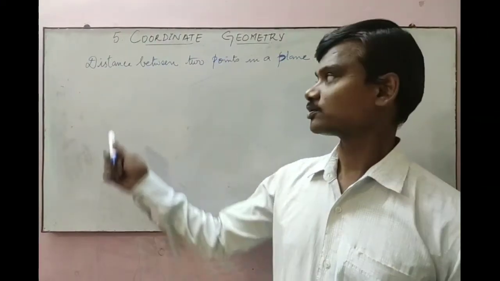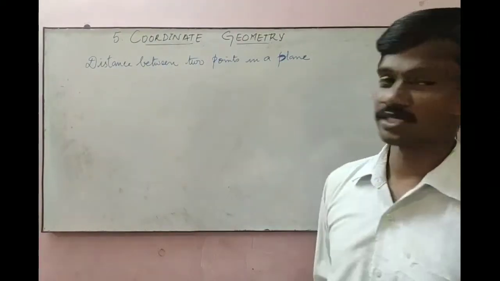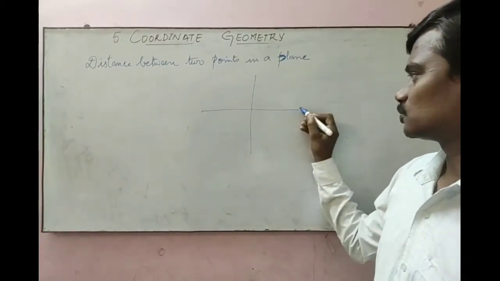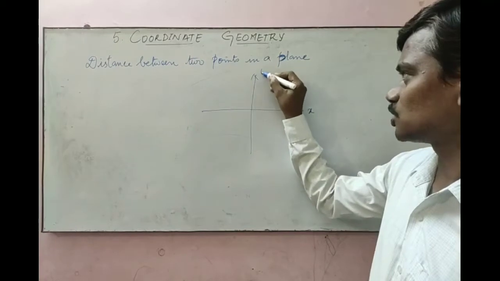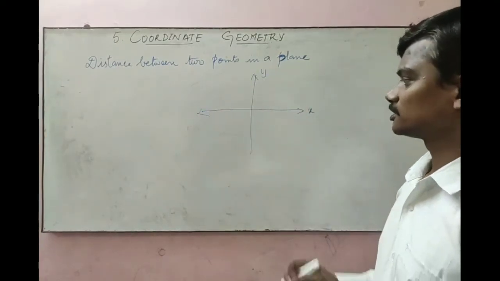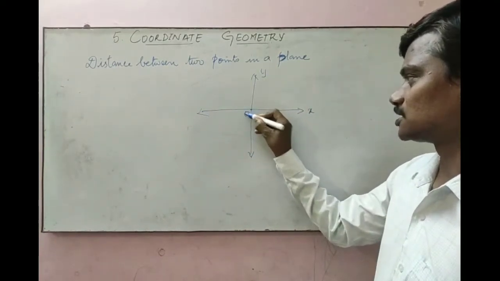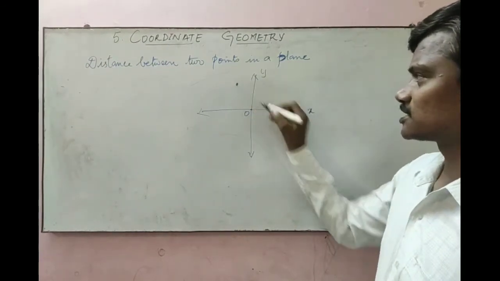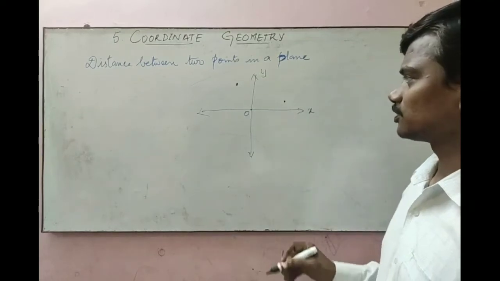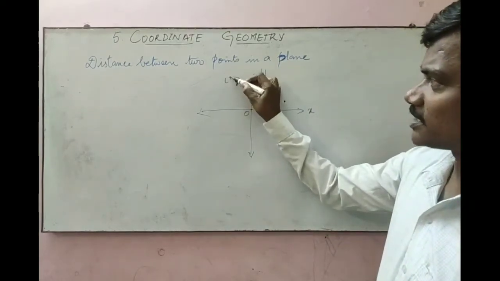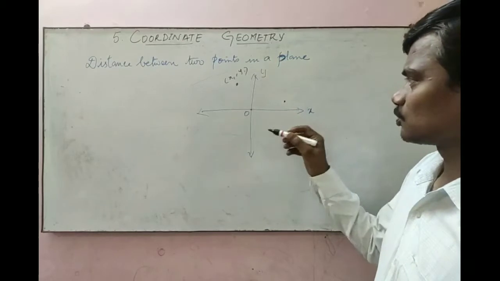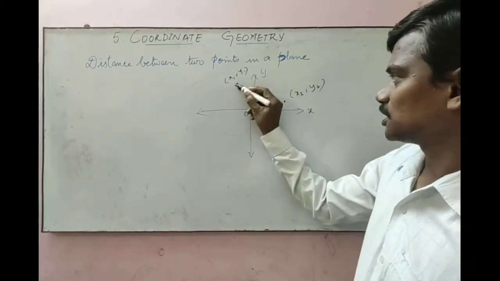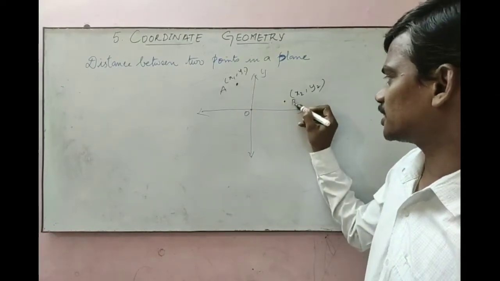In the next topic, we are going to see the distance between the 2 points in a plane. I am going to draw a plane which has 2 axes, x and y. Here this is the origin. If I mark any 2 points in this plane, for example these 2 are the given points. For example, here x1 comma y1 is the coordinate and this is x2 comma y2. I am going to name this as point A and B.